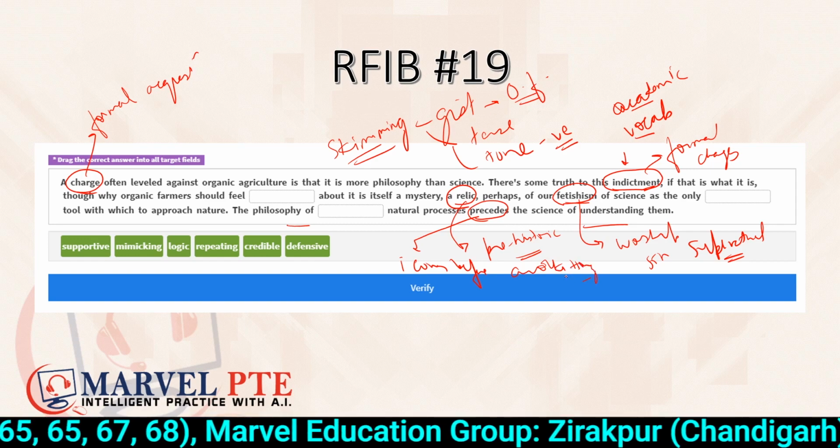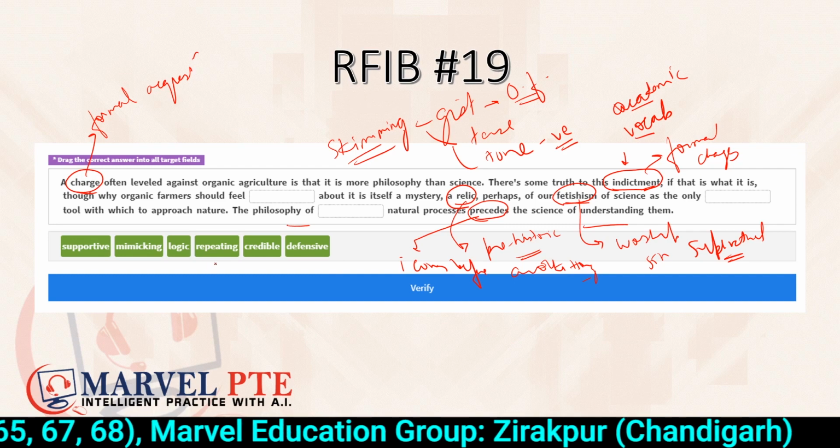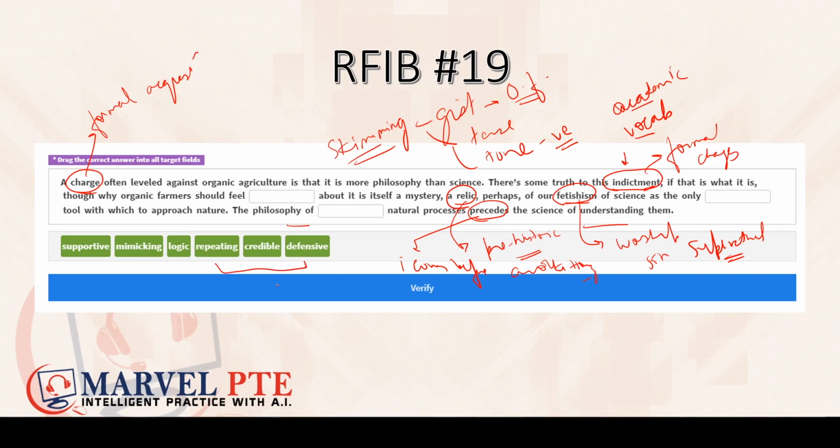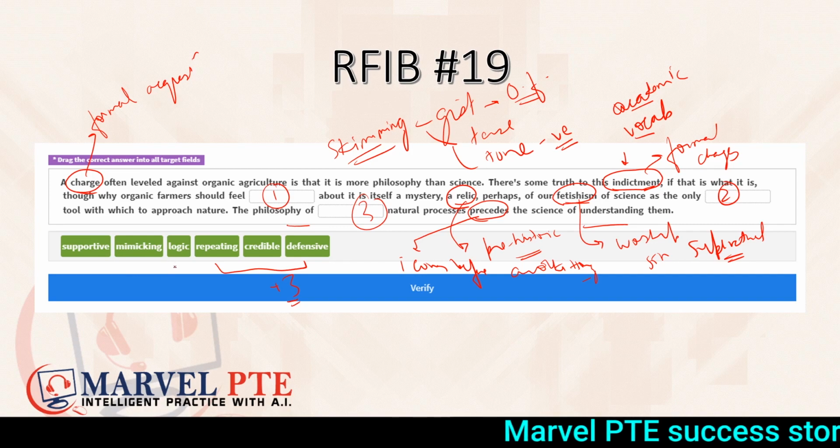Another thing I want to tell you is that always remember that PTE is going to give you 3 more options to fill. So if your number of blanks are 1, 2, and 3, you are going to get 3 more extra options, right? So it's going to be 6 options, as you can see over here.